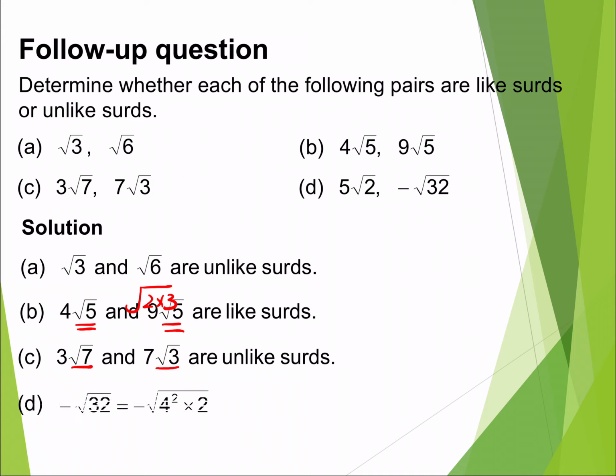And for part D, we need to simplify negative square root 32 first, okay? So 32 equals 4 squared times 2. So the square of 4 will cancel with the square root outside. It will equal negative 4 times square root 2. So we can see that both numbers contain square root 2, okay? So these 2 are like surds.